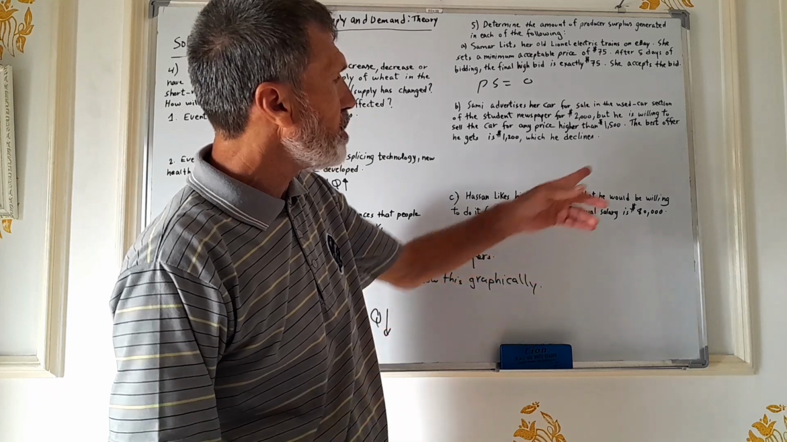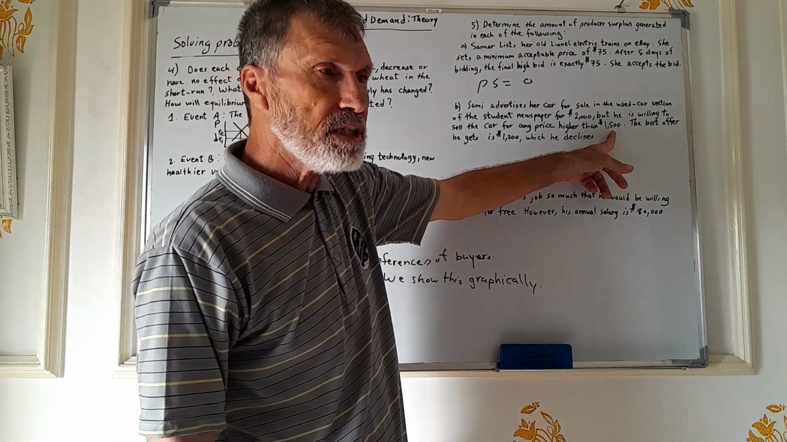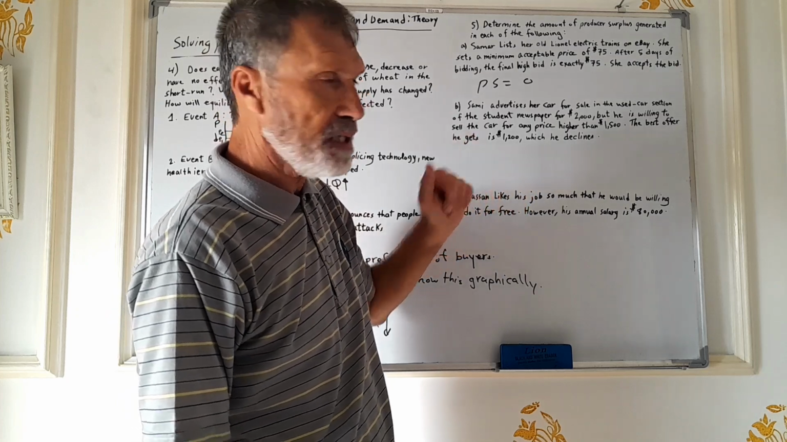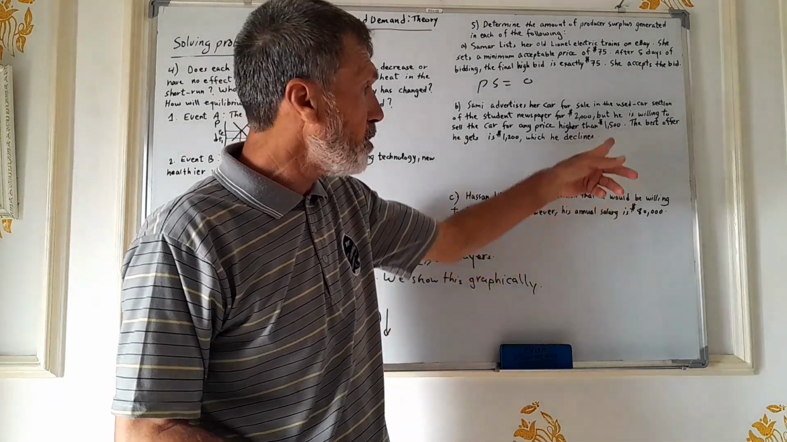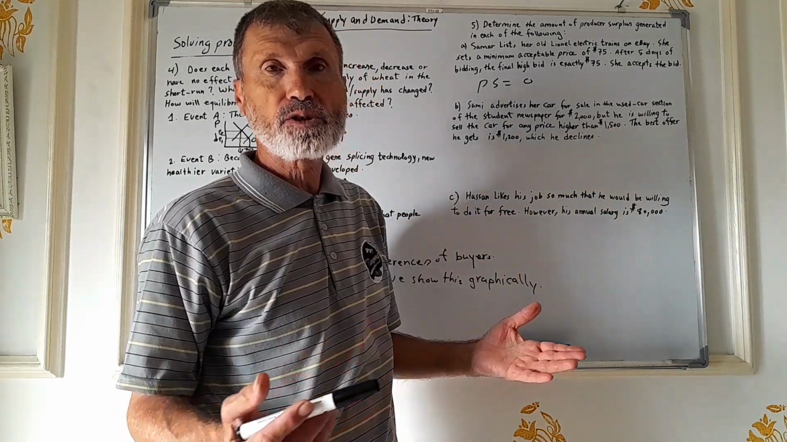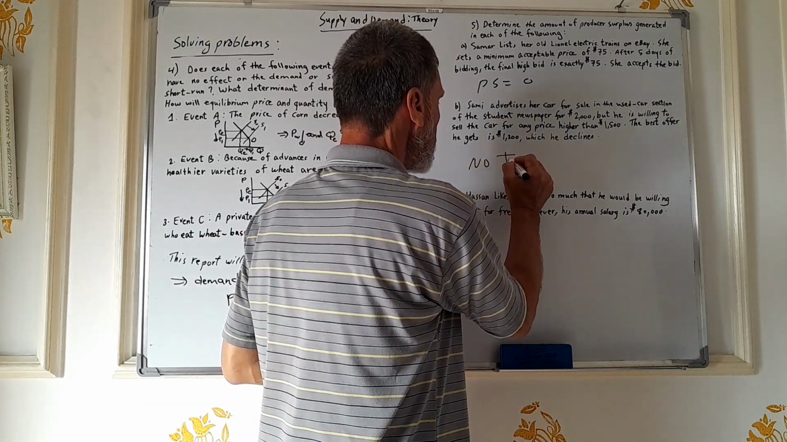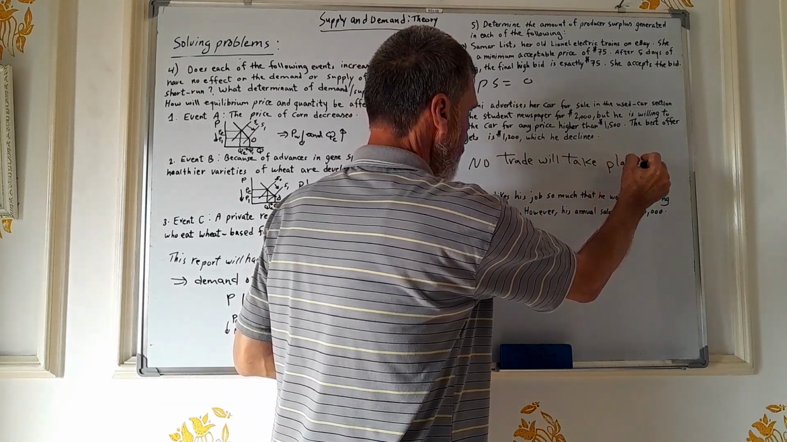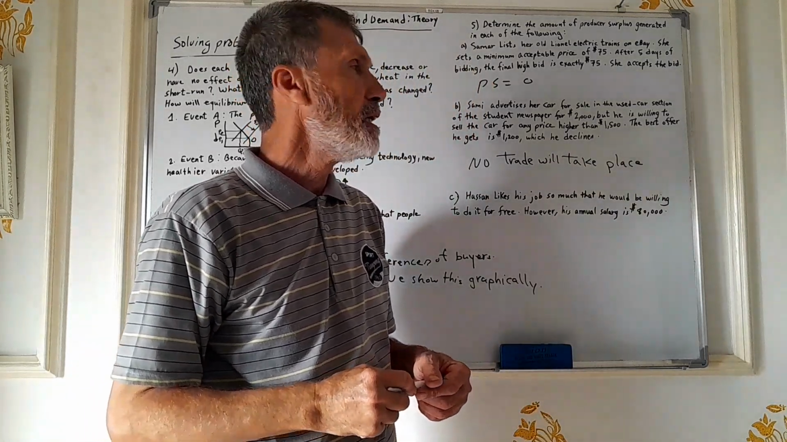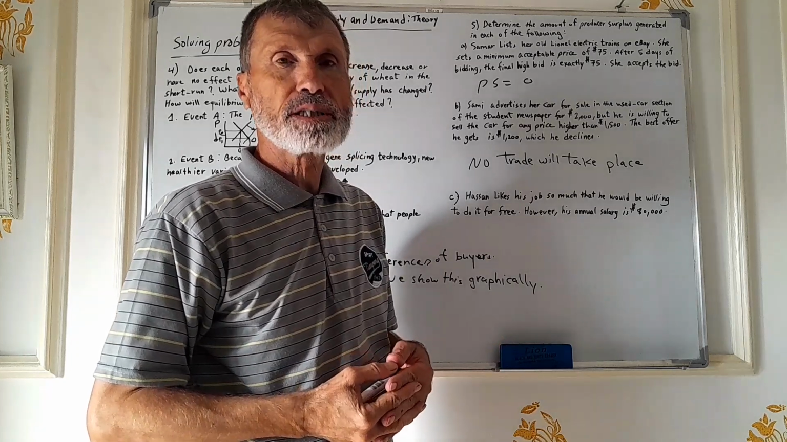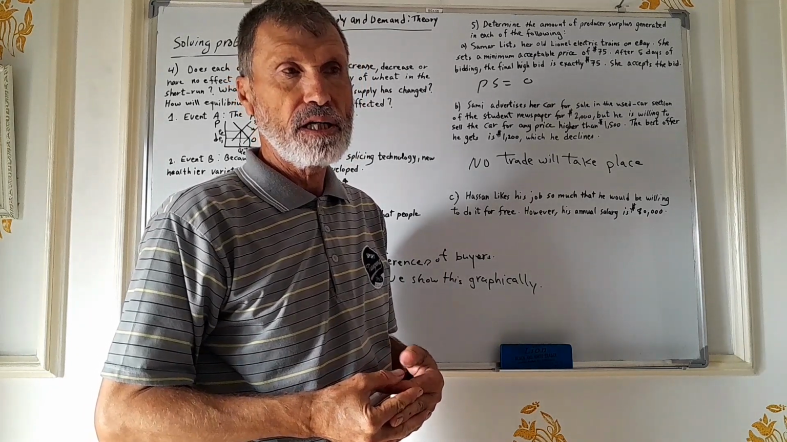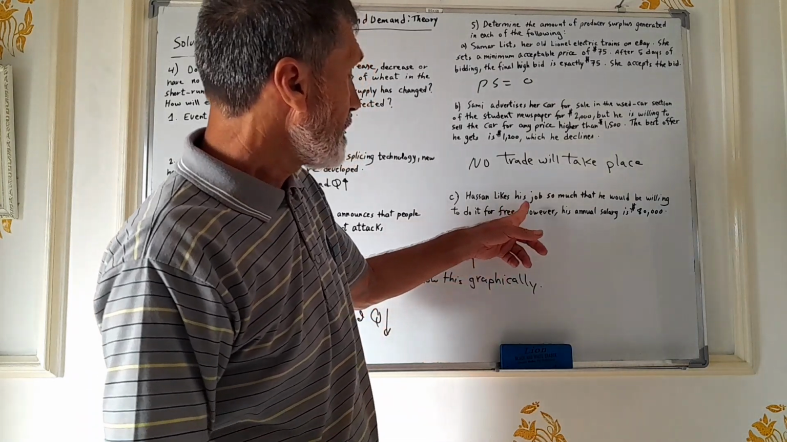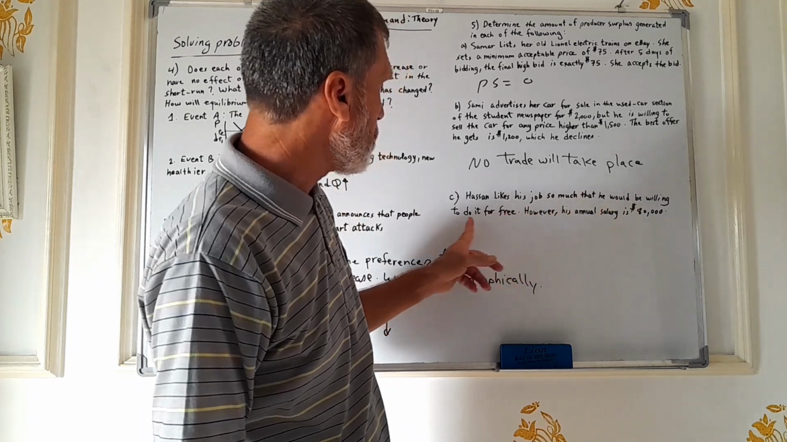Of course, as you can see from the question, his cost is $1,500, so he is willing to accept any price above $1,500. Since the best offer he gets is $1,200, which is below his cost, you expect that no trade will take place. Because the best offer that he received is lower than the cost of the car, he cannot expect any sale of the car.